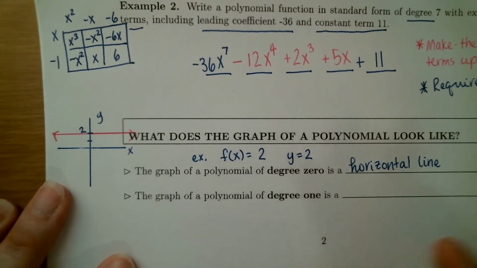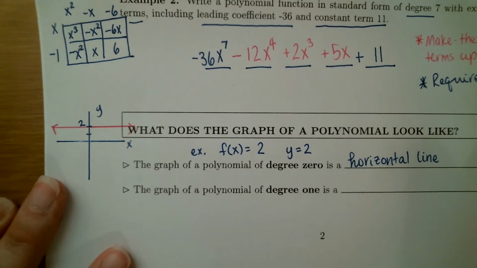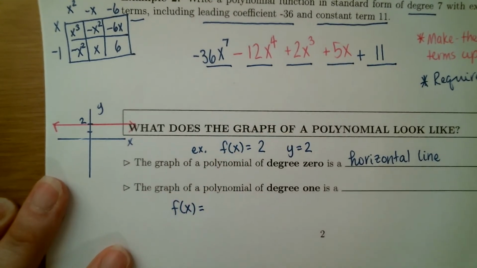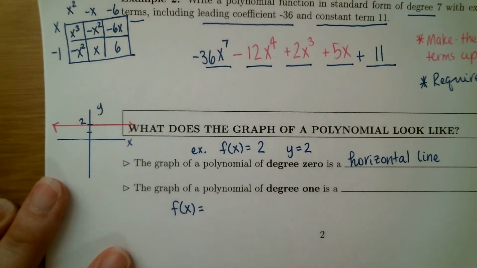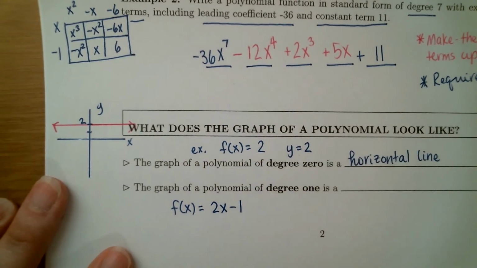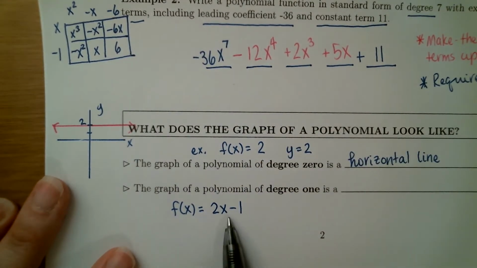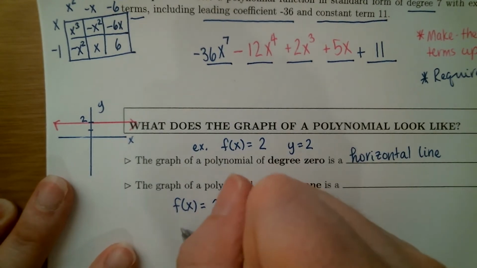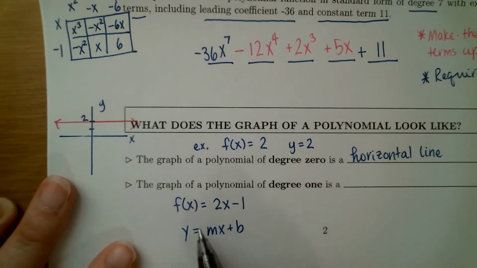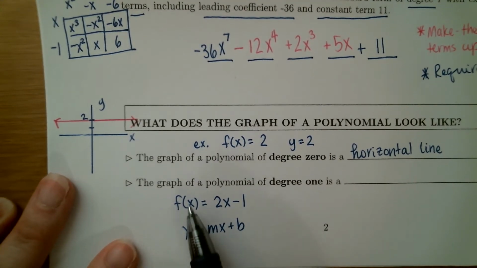The graph of a polynomial of degree 1, what does that look like? Well, let's use our function notation and make up something of degree 1. I'm just using the first thing that comes to my mind: 2x minus 1. This is a polynomial. It is degree 1. This little piece is in standard form. The highest power of x is 1. When you look at this, this is nothing more than y equals mx plus b. We know that this is going to be a line as well.